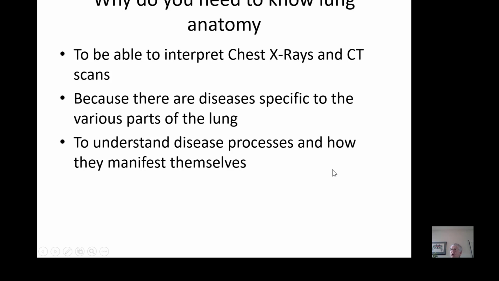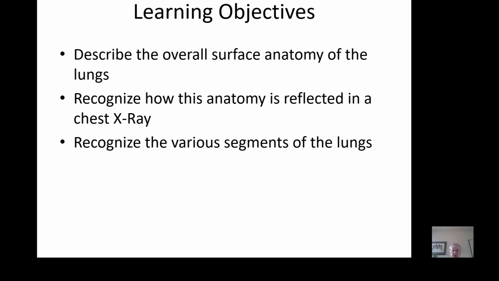Why do you actually even need to know about lung anatomy? Well, you need to know it to interpret chest x-rays and CT scans as a physician. You need to know it because there are diseases which are specific to the various portions of the lung, and you need to know it to understand disease processes and how they manifest themselves.